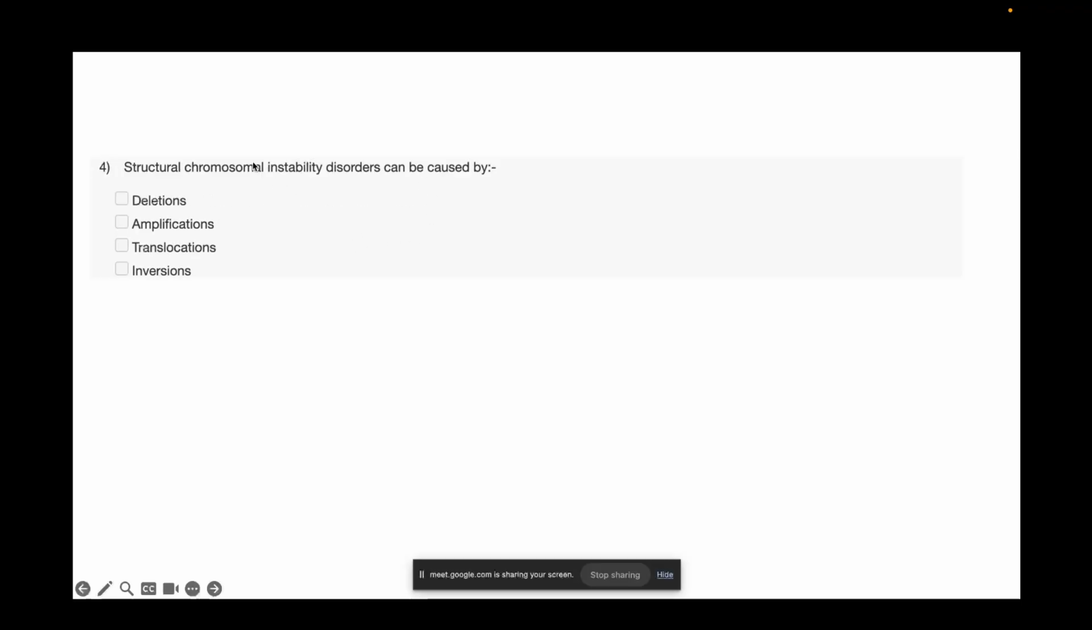So structural chromosomal instability disorders. Basically disorders caused by structural variations in the genome, which are big variations in the genome. And all these deletions, amplification, which is basically duplication, translocations, inversions, all are structural variations. These all can cause diseases. So the answer should be all. In most cases you'll find deletions and duplications are the major causes, but you have examples for translocations and inversions as well. So yeah, can be caused by all.